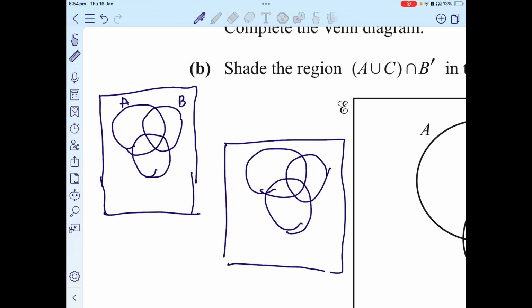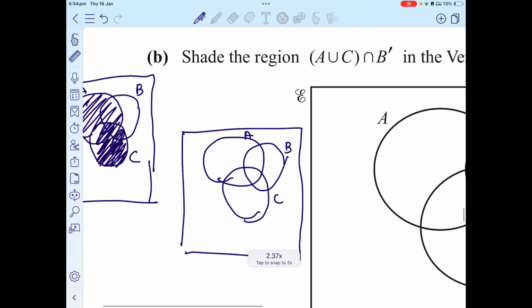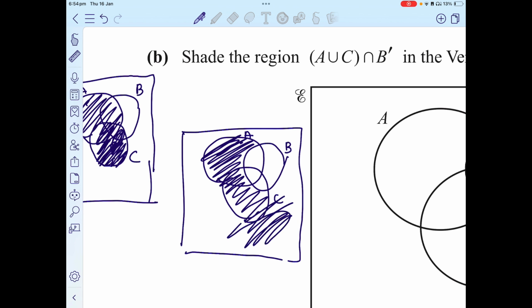This is A, this is B, this is C. A union C is basically going to be the entire A and the entire C, right? And what about B naught? B naught is basically going to be this category. Except for B, everything outside B is going to be shaded.